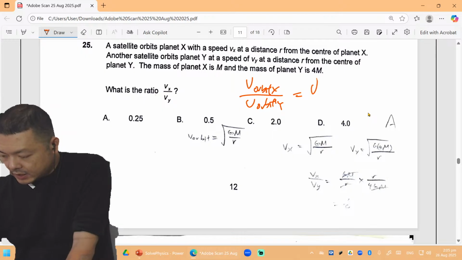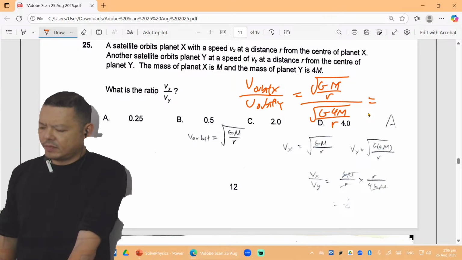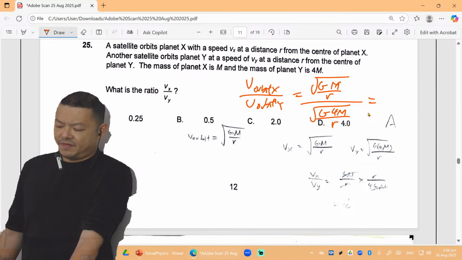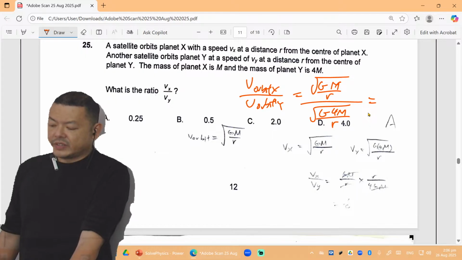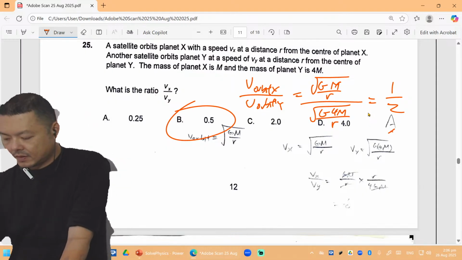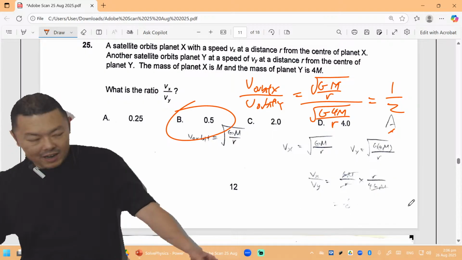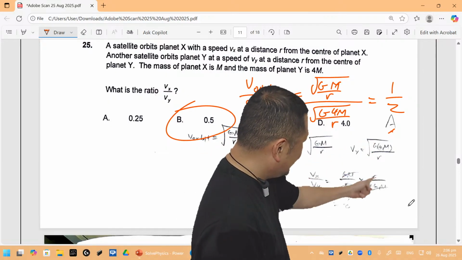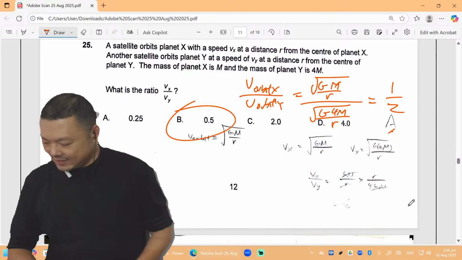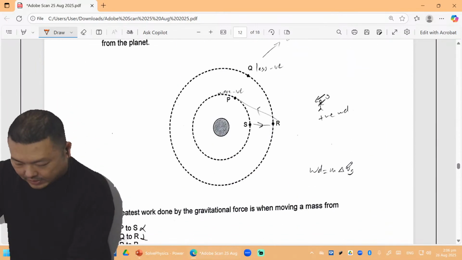Which is basically the square root of GM over r, over the square root of G 4M over r. Is that right? Half. Yeah, right, because the square root of 4 is 2, so it's just half. B is the answer. What happened? I forgot to do the square root. The square root of 4 is 2. Okay, that's 25. What's the next one?